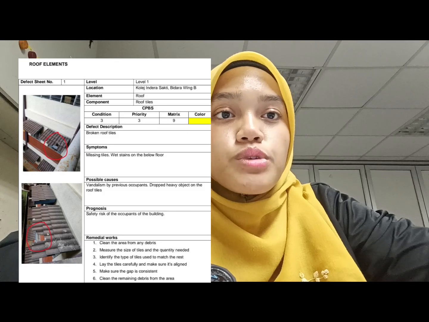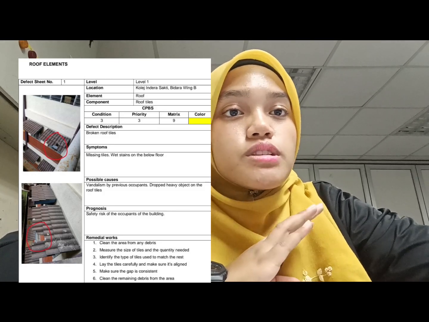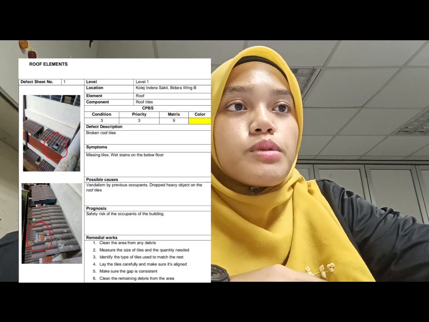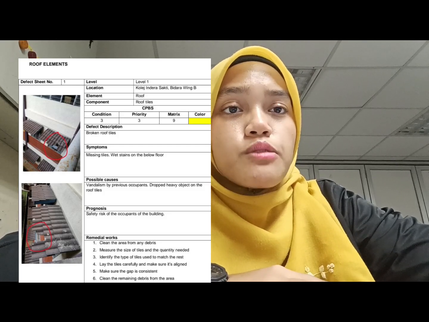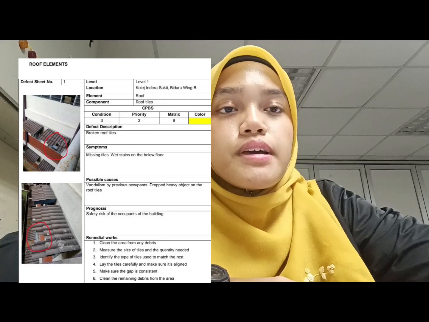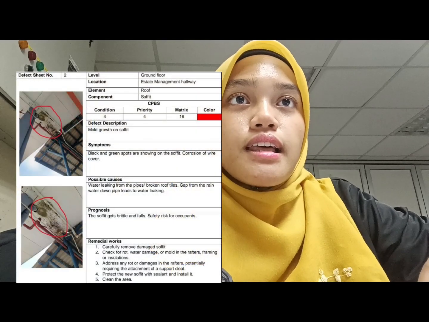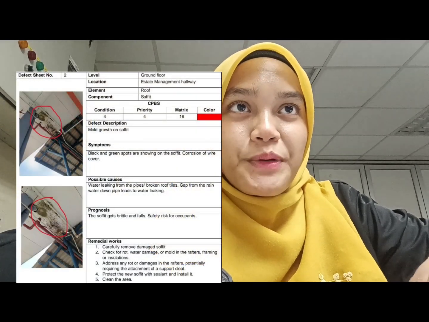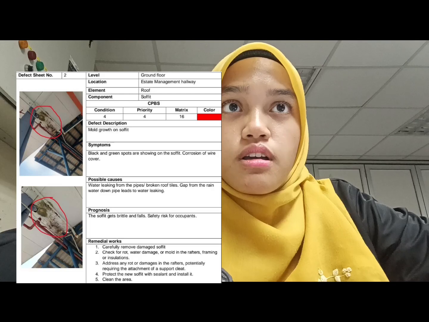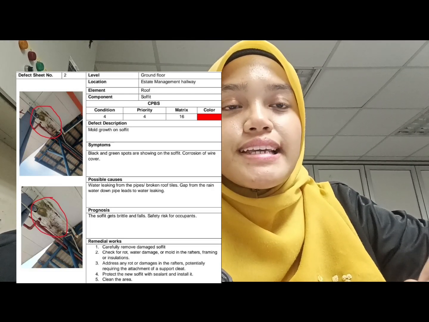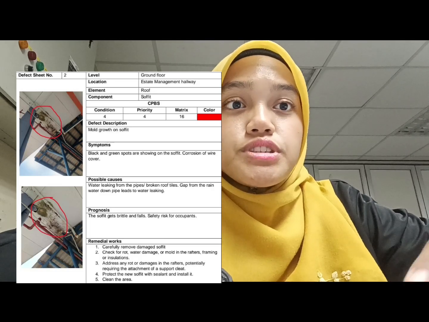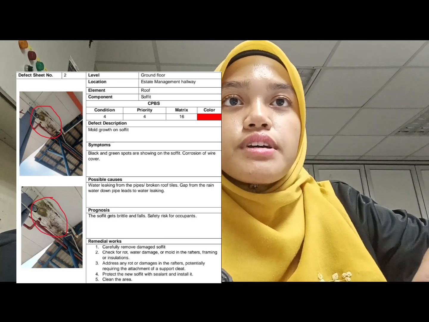So for the remedial works, we have to make sure the area is clean before measuring the tiles and carefully install the tiles and make good work disturbed. The next building component is soffit that I found in the estate management hallway, and the condition is 4, the priority is 4, matrix number is 16, and the color coding is red, which is a very serious defect.